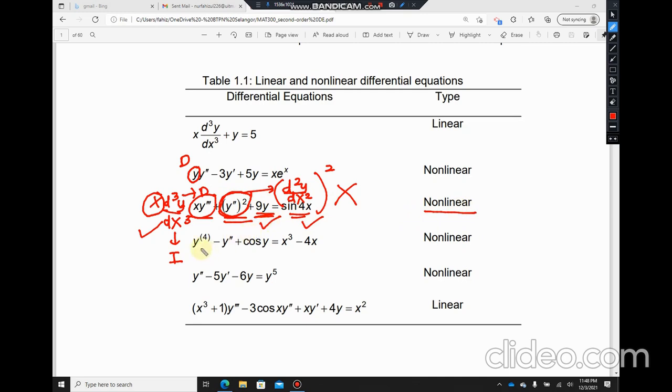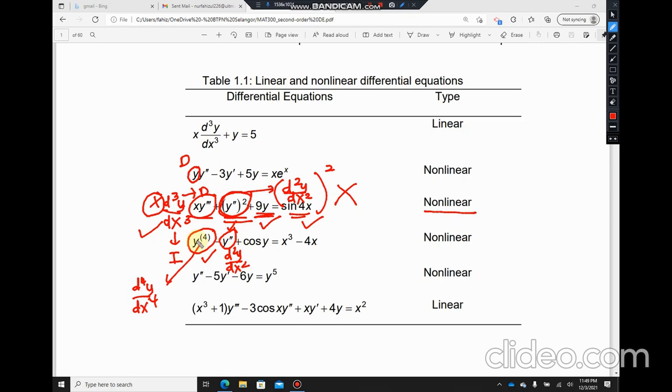Okay, next, y4 minus y double prime plus cos y equals to x cube minus 4x. Maksudnya yang ni bila dia letak dalam kurungan 4, maksudnya dia differentiate 4 kali, ataupun kalau kita tulis dalam bentuk Leibniz notation, dia bentuk macam ni. So dia linear. Okay, y double prime ni pun dia dx square. Okay, so dia memenuhi syarat linear.